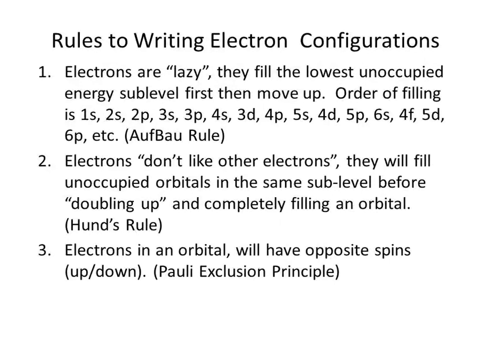And our last rule is electrons in an orbital will have opposite spins. They will be up and down. This is called the Pauli exclusion principle. Now, you don't have to understand why this is, just that it is, and that when we write the configurations, we need to be mindful of this.